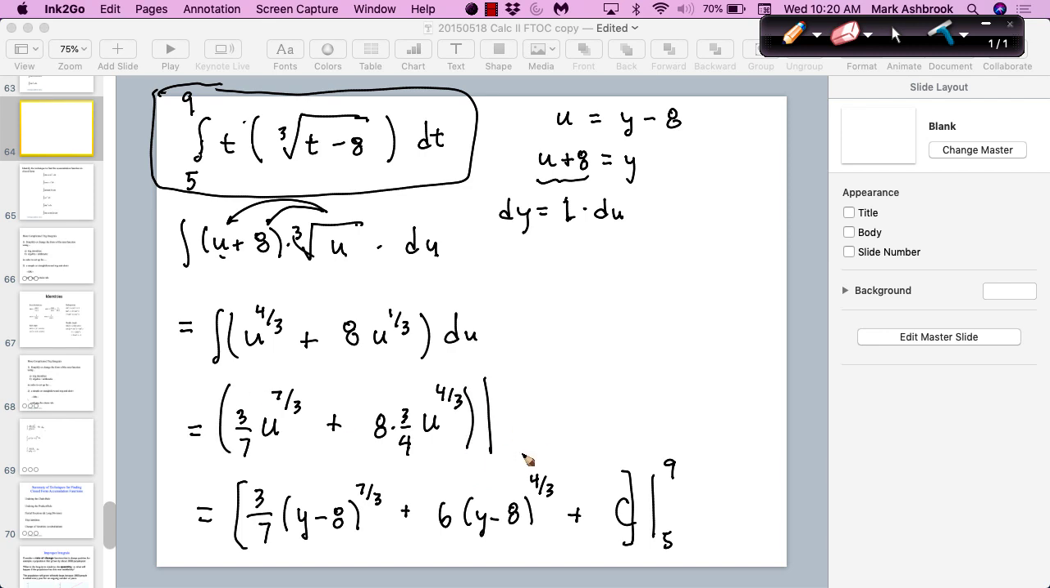Would I evaluate from 5 to 9? No. So when y is 5, what is u? -3. And when y is 9, what is u? So in terms of this variable, if I were to evaluate from 1 to -3, that would be the same thing as evaluating in terms of y from 5 to 9.